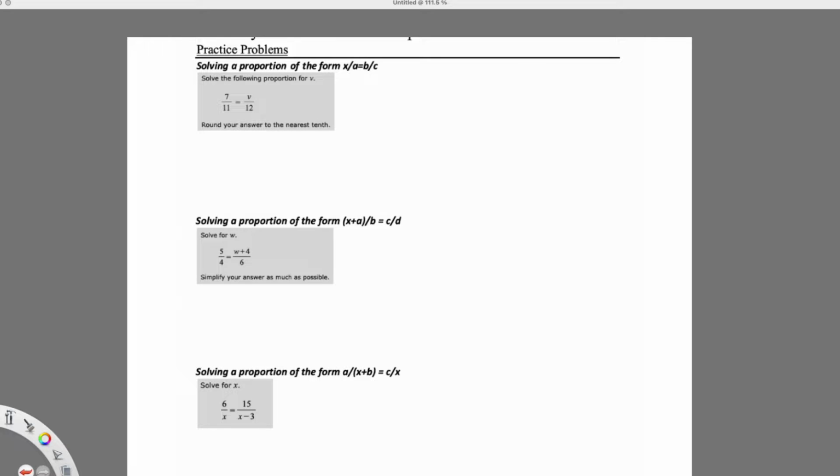So in this video, we are going to continue to solve proportions, and they're going to get a little bit more complex as we move down here because they're going to start to include a binomial. Whoops, we will get there. So that was actually part of the last video, what you just saw.